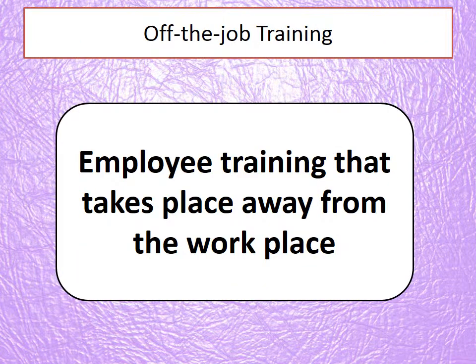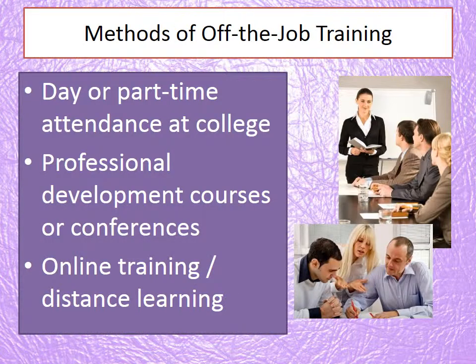Next, if we've got on the job, we've got off the job. Off the job training is where an employee is trained away from the workplace. So it could be that they're in a conference room, or in a retreat, or sent to a headquarters and do all the training there. The methods of off-the-job training are things like day or part-time attendance at college, professional development courses, or online training or distance learning.